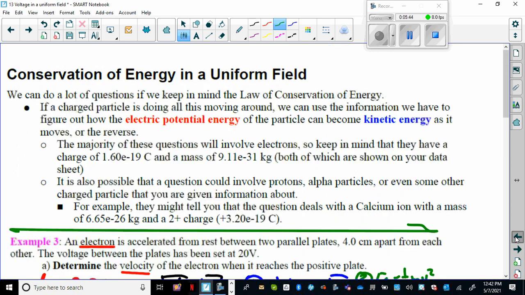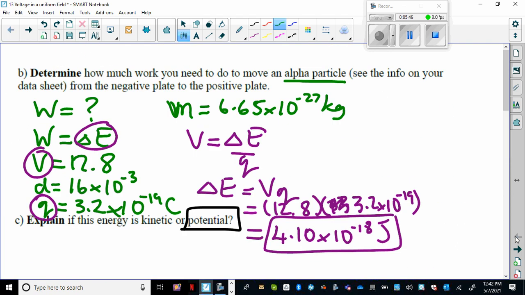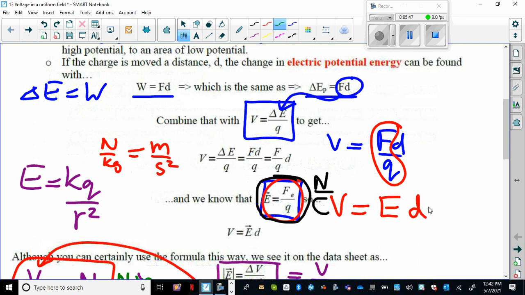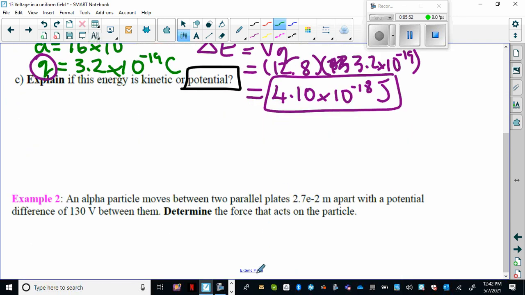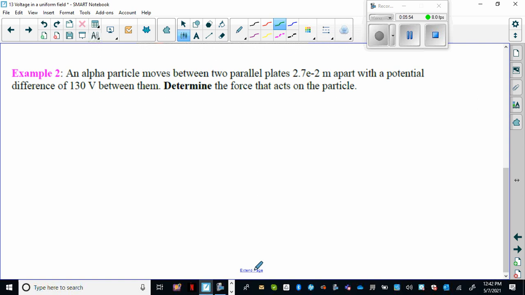Now let's go back to the question that we missed, which is example 2. On the previous page, an alpha particle moves between two parallel plates that are 2.7 times 10 to the negative 2 meters apart, with a potential difference of 130 volts between them. Determine the force acting on the particle. Determine the force.